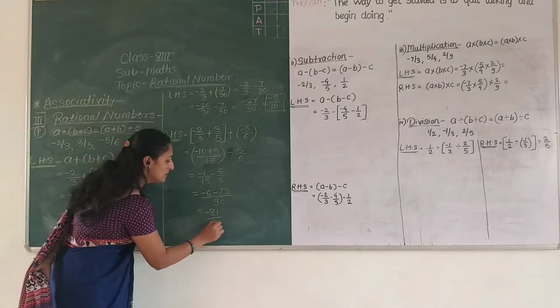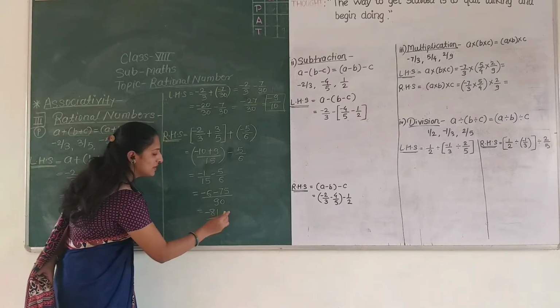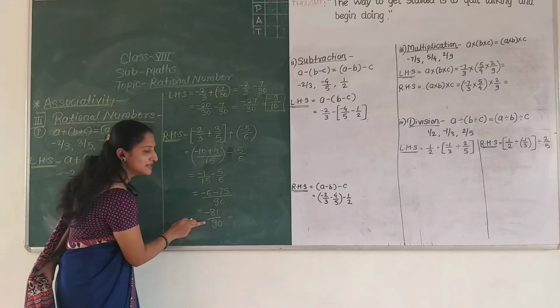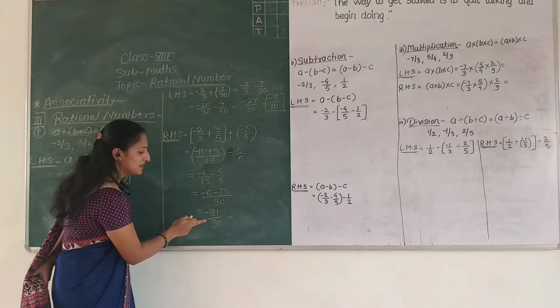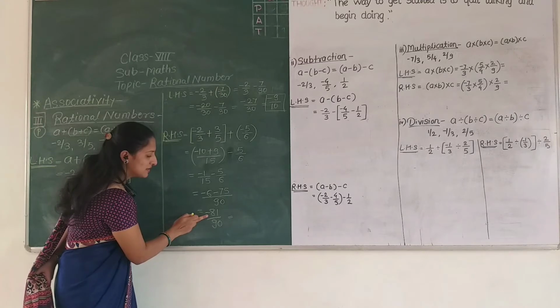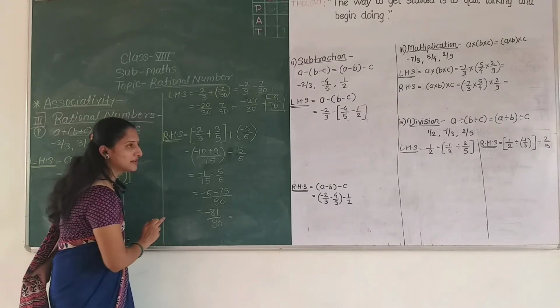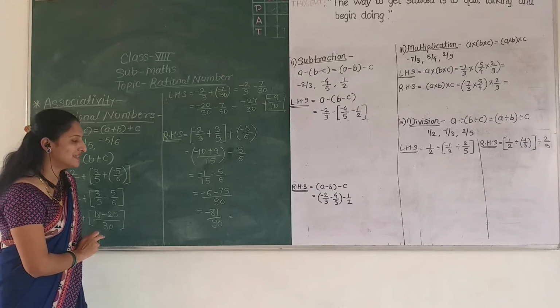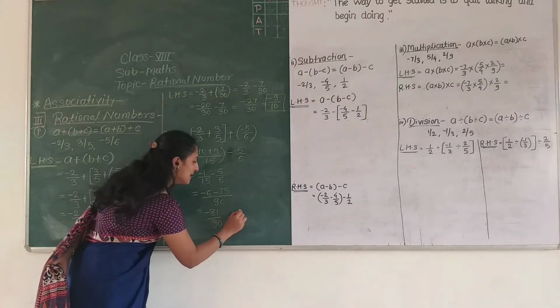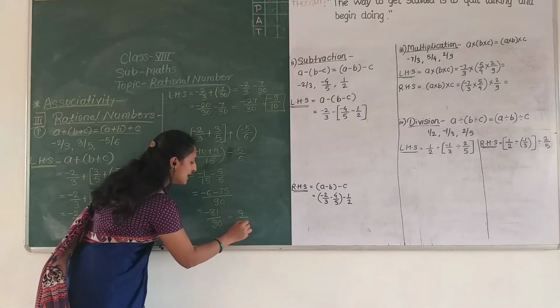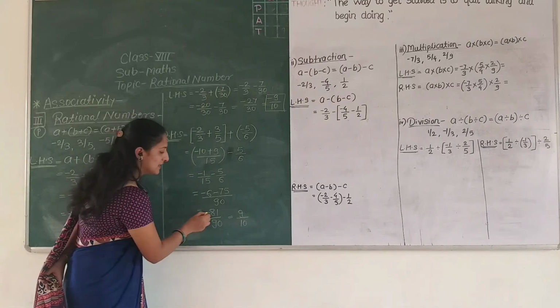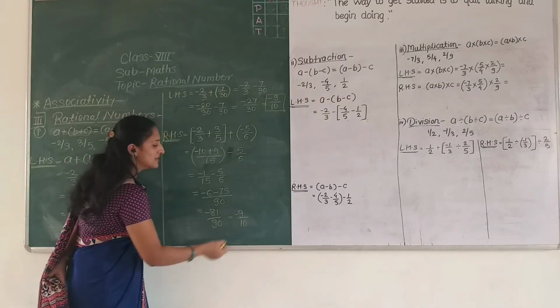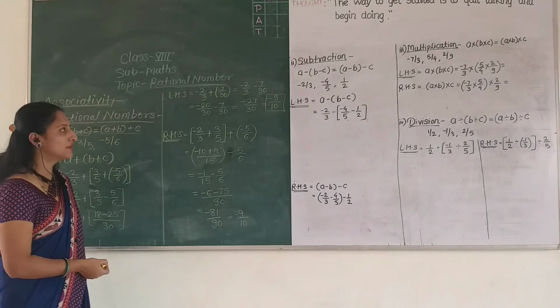Negative 81 upon 90. Now what is the simplest form of this rational number? Check, the numbers 81 and 90 come in which table? They are coming in the table of 9, right? 9 9s are 81 and 9 10s are 90. Here there is a negative sign, therefore the answer is negative. Okay?